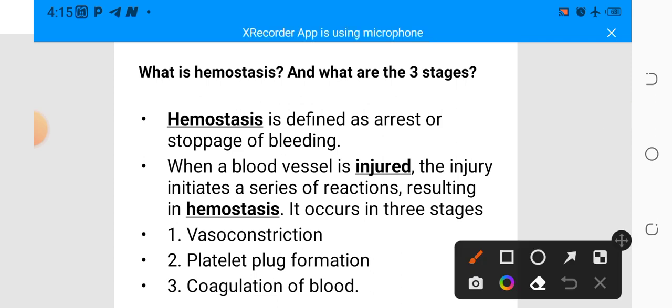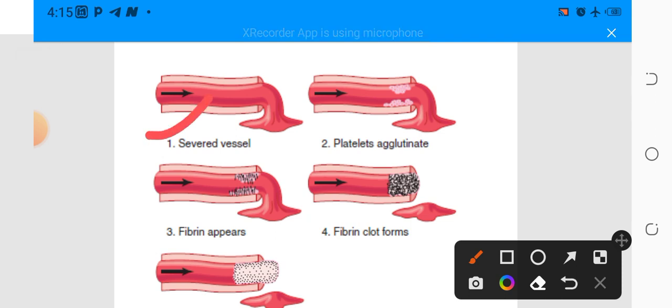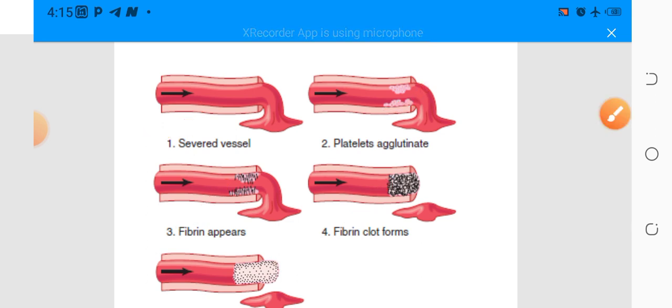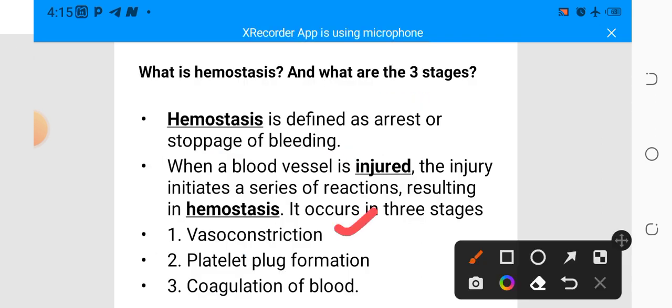For example, when a blood vessel has been injured, there is platelet agglutination, fibrin appears, there is fibrin clot formation, there is stoppage of bleeding. So this is called hemostasis. Now let's be more systematic. There are 3 phases of hemostasis. So the first one is vasoconstriction.